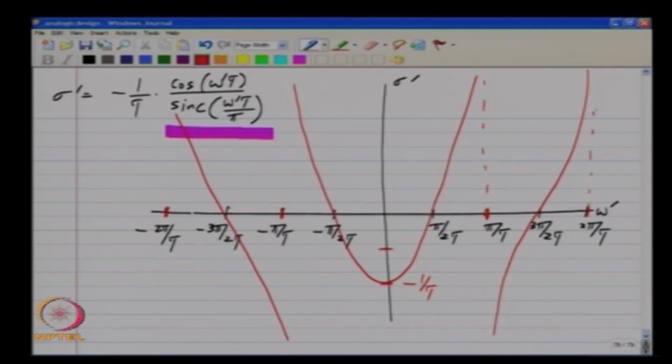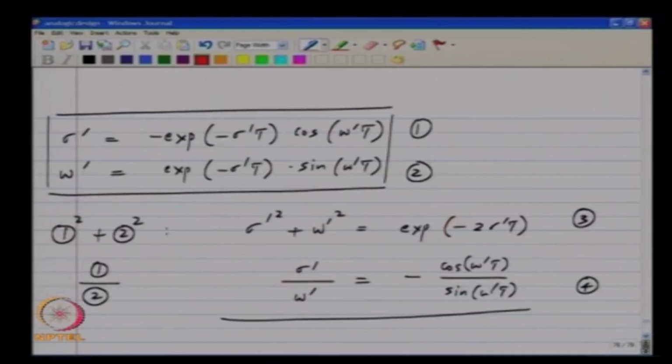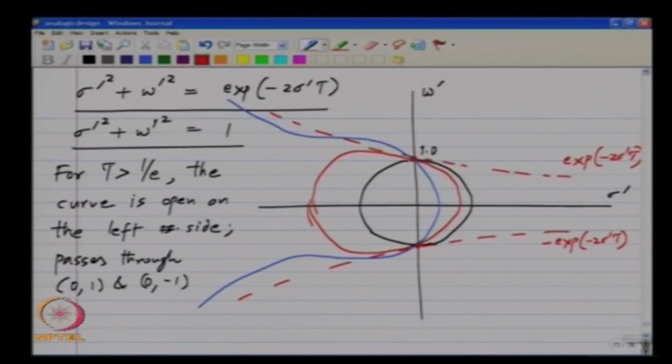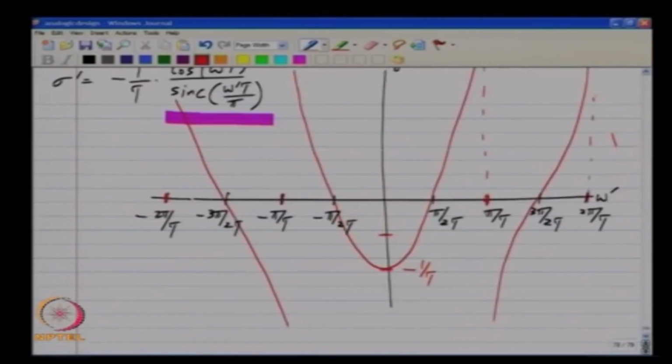Okay. Now, what we have to do is to overlap this with the other plot, which is the blue curve here, and we have to rotate the axis because this is plotted omega prime versus sigma prime and the other one is plotted sigma prime versus omega prime. So, we have to turn the plot around and then plot it. So, let us do that and see what the solutions do look like.